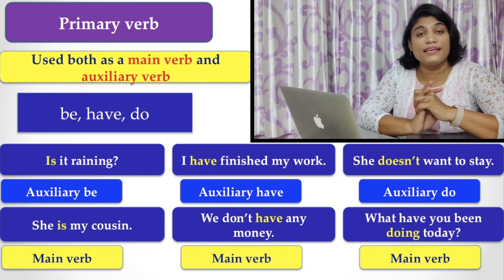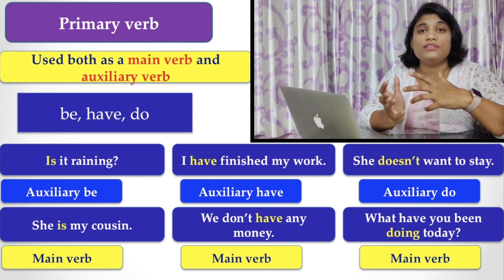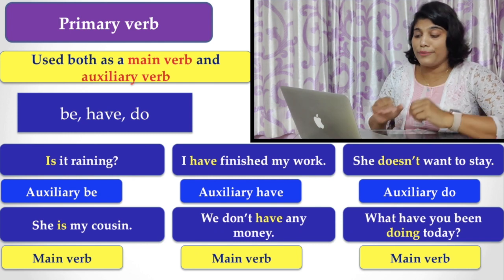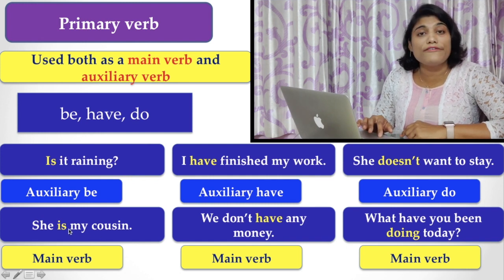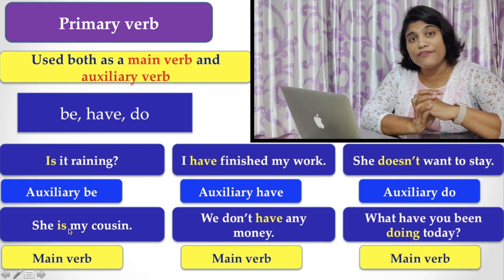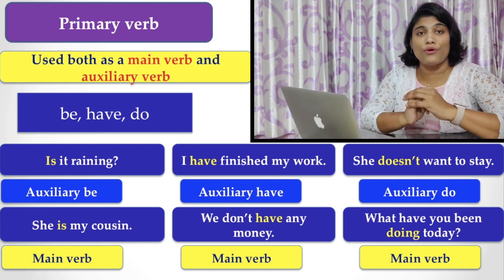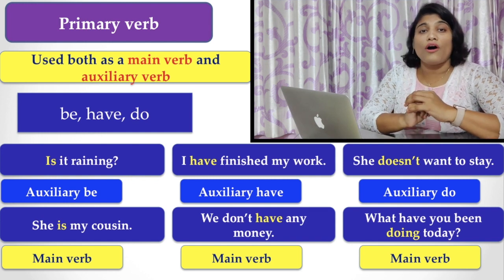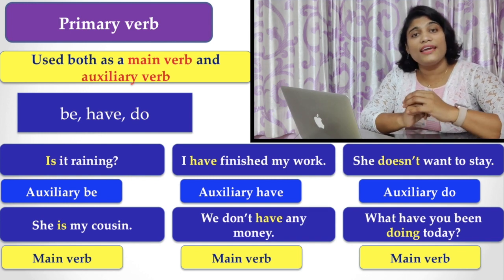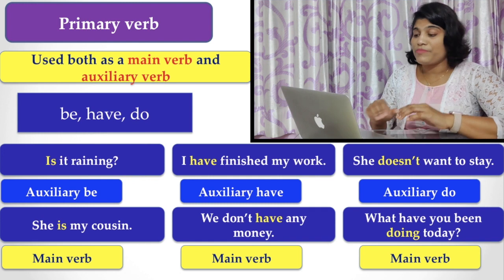Now, let's see where we can use these verbs as a main verb. For example, she is my cousin. Here, the be verb is used as a linking verb. If you wish to know about the linking verb, you must watch my video on verb. I will provide the link in the description box below.